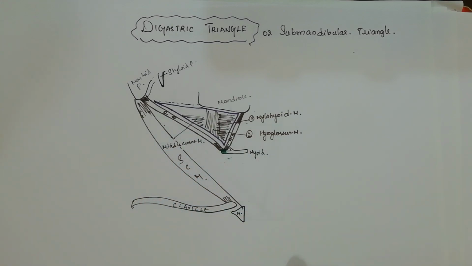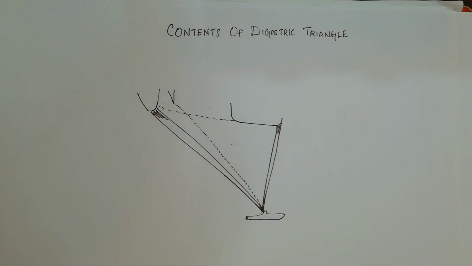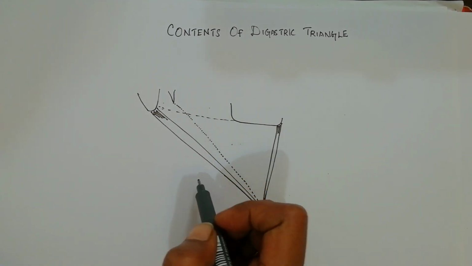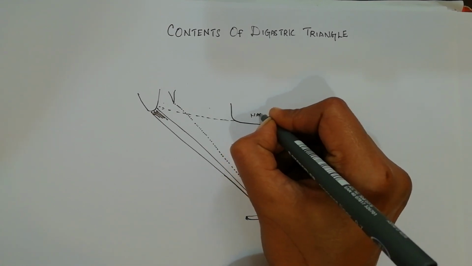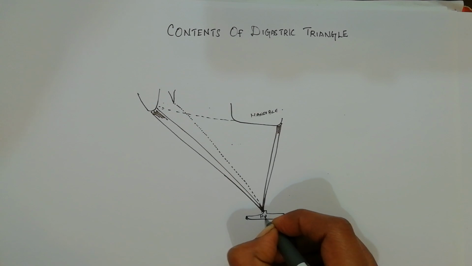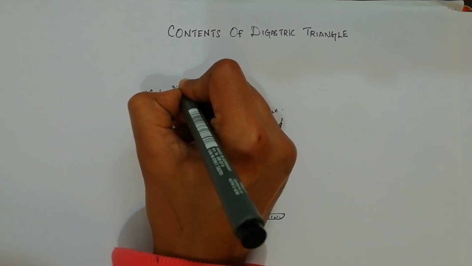Now we will move on to the contents of this digastric triangle. Talking about the contents, we are going to divide this triangle into two compartments, anterior and posterior. For that, I will just make a mark. This is the mandible and this is the hyoid. And this is the mastoid process and this is the styloid process.